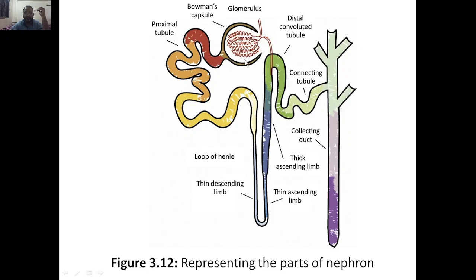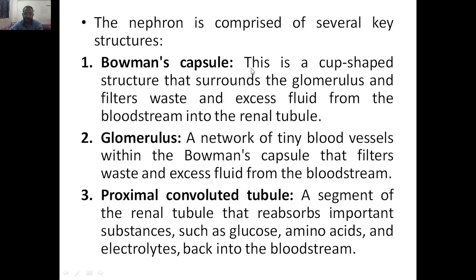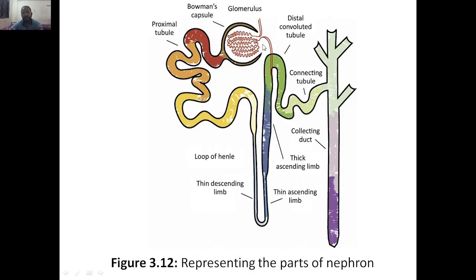But glomerulus is surrounded by Bowman's capsule. Okay, so Bowman's capsule is also involved in the removal of excess liquid or waste. Next, glomerulus, a network of tiny blood vessels within the Bowman's capsule that filters waste fluids from the bloodstream. So whatever waste is there in the bloodstream is removed here. So it acts as a network of blood vessels.